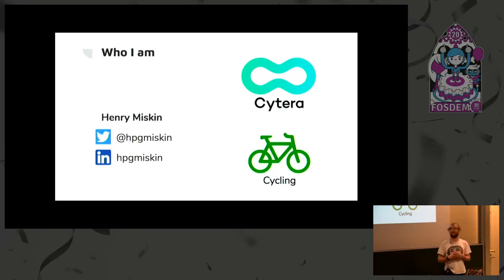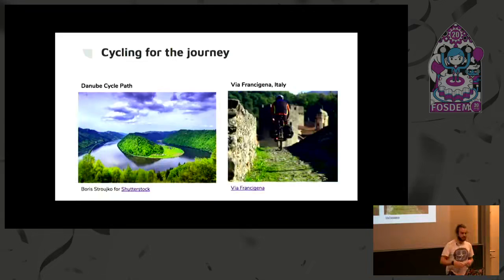But something I really, really love is cycling. And I use cycling every day as a way to get to work. But at other times, cycling is less about getting to a destination. It's more about a journey. And so here are two examples of some of the amazing cycle routes in Europe. This is the Danube cycle path, and this is a very long route in Italy.